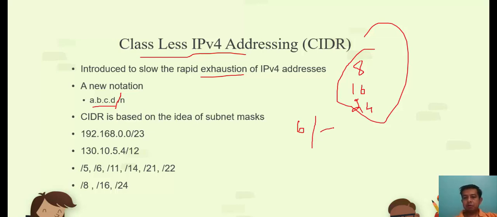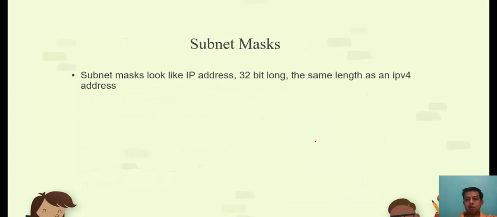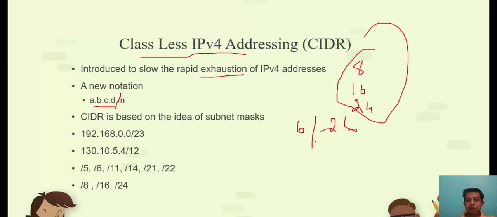Clear? So 26 bits for the host part. So what will happen in this network? 2 to the power 6 number of networks can be there, and in this network 2 to the power 26 computers can be connected. Someone may use 7 bits for the network part, so here 25 bits are available for the host part.